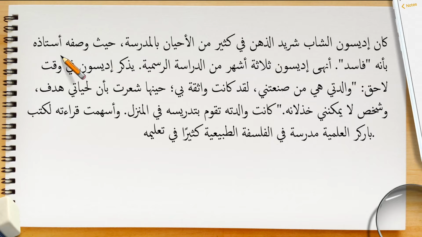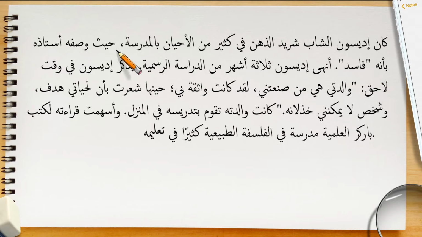حيث وصفه أستاذه بأنه فاسد. And because of this, his teacher, Ustad means teacher, وصف, described him as بأنه, as he was فاسد. He was a spoiled child. فاسد means spoiled or corrupted or decayed, you know. It's not a good word. So فاسد, corruption. But here, of course, he's referring to Edison as a spoiled child.